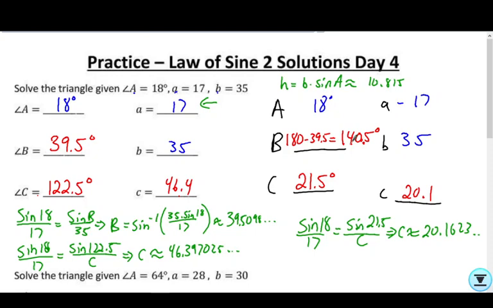Okay, and again, double check. This time B is my biggest angle, has my biggest side. A is still my smallest angle with my smallest side. But notice C is really close to angle A, which it should be. Okay, because the angles are close, so the side length should be close. All right.